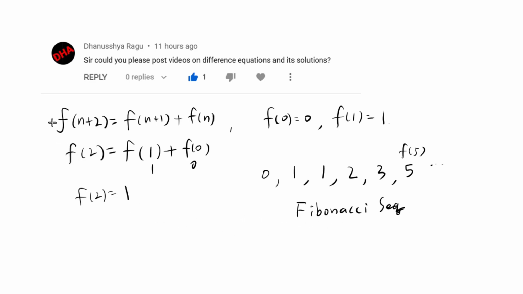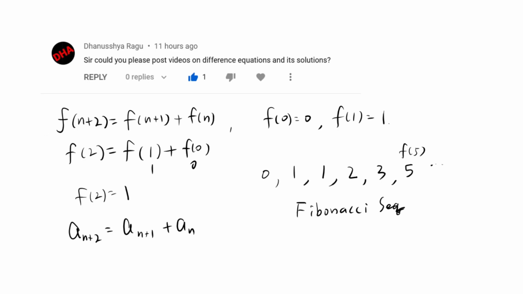Now you probably have seen this more in a familiar way as a of n plus 2 equals a of n plus 1 plus a of n. That's recursion. It's equivalent to this one, because when we write the function like this, we're assuming that the function is only defined for natural numbers or non-negative integers. Okay, so that's what we're trying to do today.